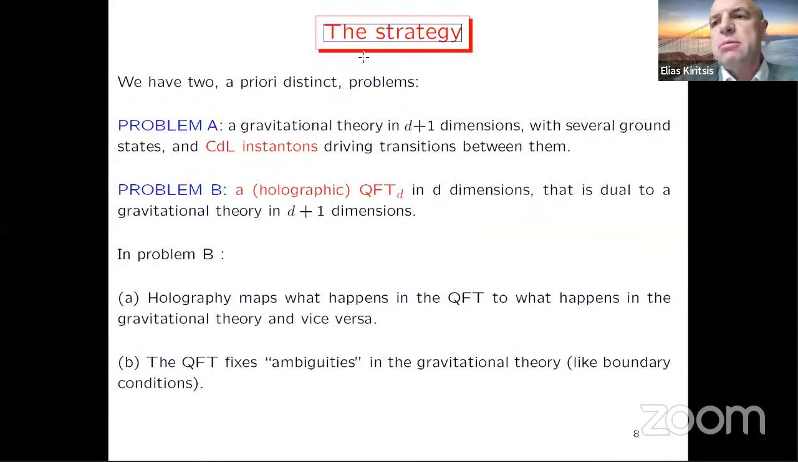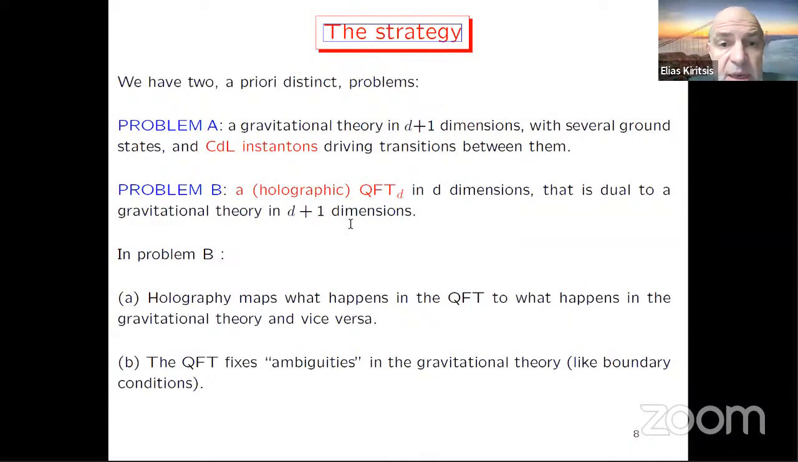So let me quickly now draw the strategy of what is the rest I will do. We have two distinct problems. One is our original problem, a gravitational theory in D plus 1 dimensions and several ground states, several minima of the potential, and instantons that can drive transition between them. That's the Coleman-de Luccia problem.